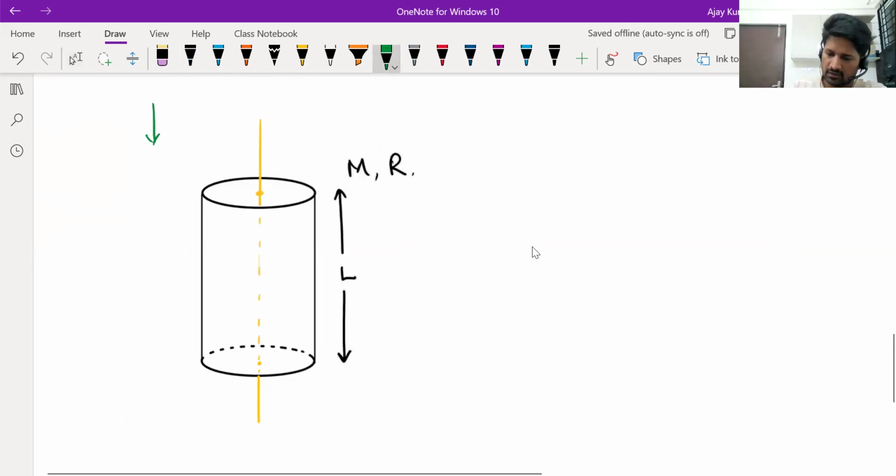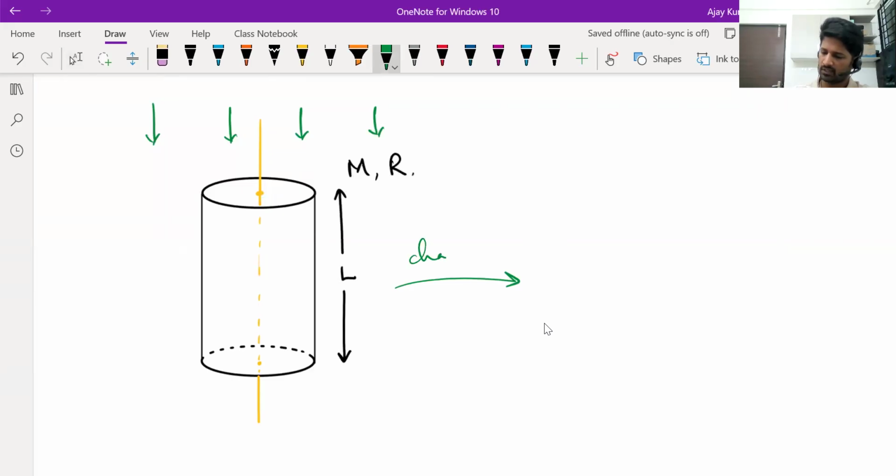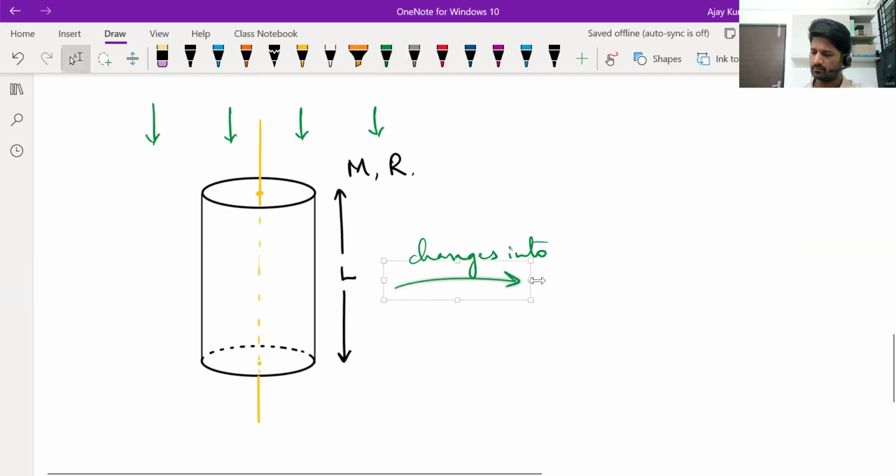Imagine compressing the cylinder this way, all the way down to the base. What does it form? Or what does it change into? Rishi, what do you say?